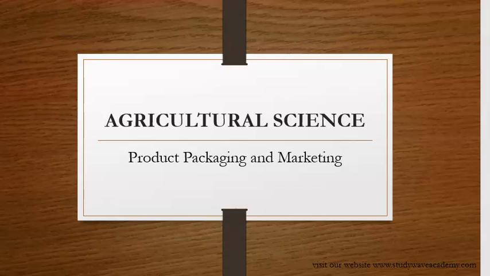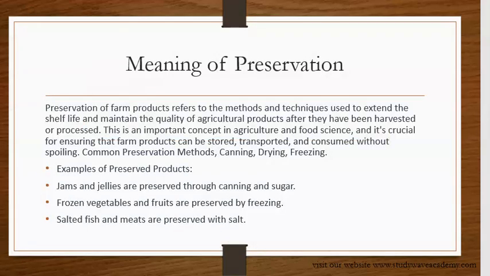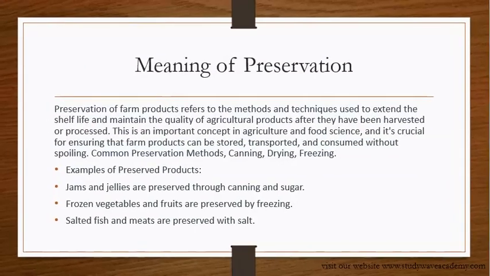Okay, firstly, we are going to know the meaning of preservation because preservation leads to packaging. So let's know the meaning of preservation first. What do we mean by preservation? Preservation of farm products refers to the methods and techniques used in extending the shelf life and maintaining the quality of agricultural products after they have been harvested or processed.